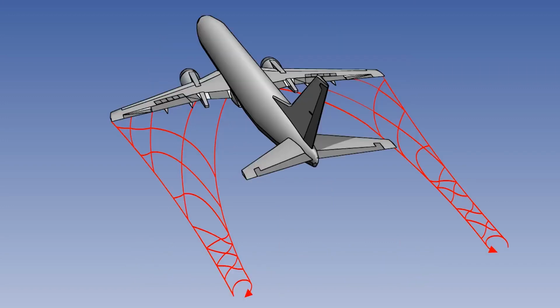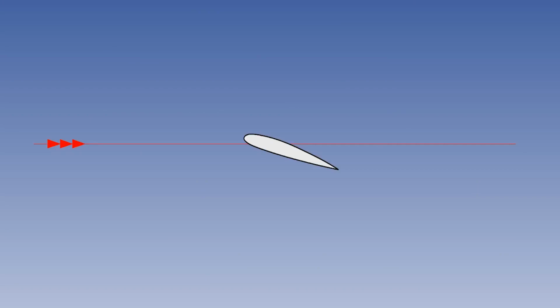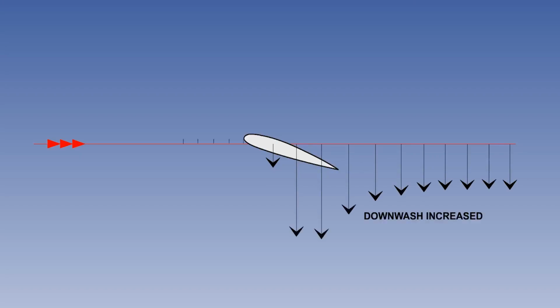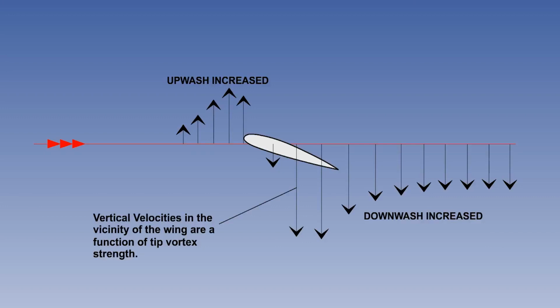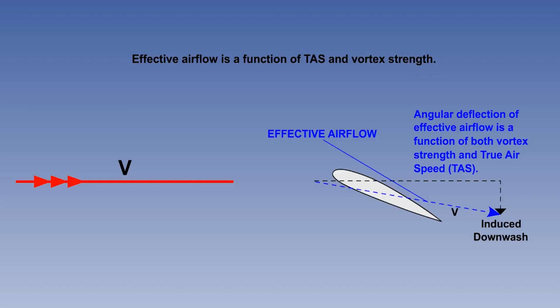Wingtip vortices create certain vertical velocity components in the airflow around the wing, both in front of it and behind it. Compared with the relative airflow, the vortices increase upwash and downwash over the outer portions of the span, which reduces the effective angle of attack. If we look at this effect in cross-section, the vertical velocities can be seen to be greatest close to the wing where the vortices are strongest, and immediately ahead of the wing. These vertical velocities, then, are a function of vortex strength. So the stronger the vortices, the greater the reduction in effective angle of attack. Since TAS is also a principal factor in the relative airflow, these two factors combine to determine the change in effective angle of attack.